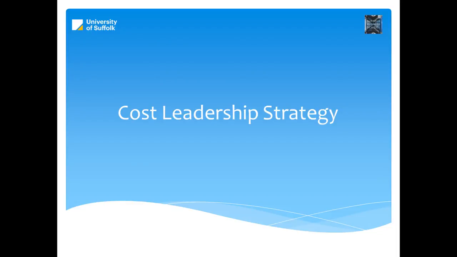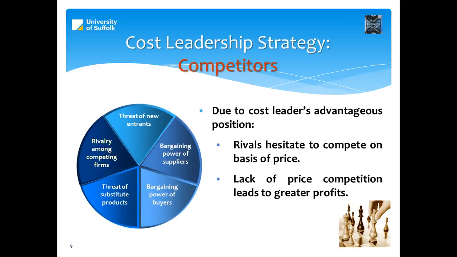Okay, so let's have a look at some of the possible cost leadership strategies. First of all, thinking of the competitors, and you'll see on the screen we've got a diagram showing you the different areas of a potential cost leadership strategy. I think it goes without saying that there's going to be rivalry with existing competitors. This is basically due to you, as a cost leader's, advantageous position.